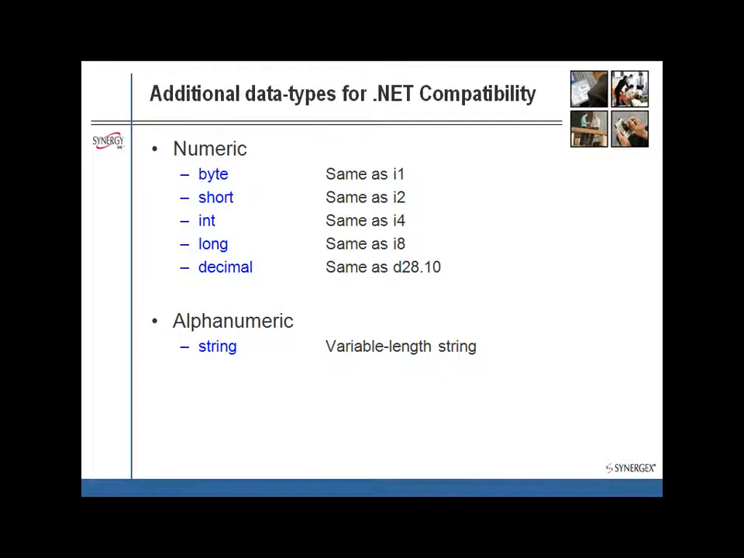One of the changes we've made is we've introduced several new supported data types into the language, and more will follow. You can now define numeric variables as byte, short, int, long, and decimal. In current versions of Synergy, these new types directly correspond to the native Synergy types shown on the slide. For example, an int is directly equivalent to an I4. However, when the code that uses these new types is moved to the .NET platform in the future, these variables will become those native .NET types. We also now support a string data type, which allows you to store and process variable length strings.